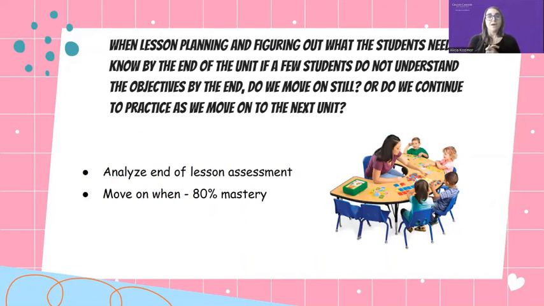Okay. When lesson planning and figuring out what the students need to know by the end of the unit, if a few students do not understand the objectives by the end, do we move on still? Or do we continue to practice as we move on to the next unit? This will definitely depend. So if you teach a lesson, you give your end of lesson assessment, you want to look at that. You want to look at that exit ticket or the quiz or whatever it is and think, do they have it or do they not have it?